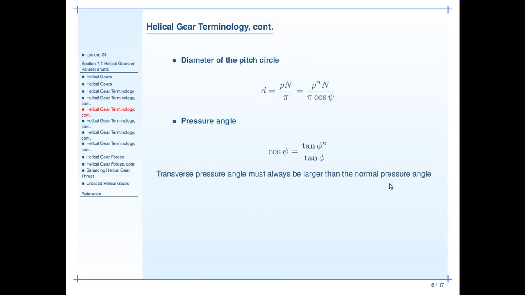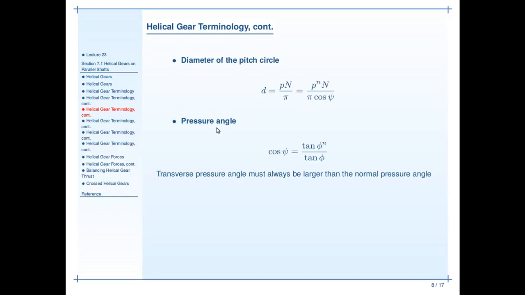The diameter of the pitch circle is defined similarly to spur gears, but again, we need to be able to recognize whether we have the transverse circular pitch, if we're calculating the pitch circle diameter, or the normal circular pitch.